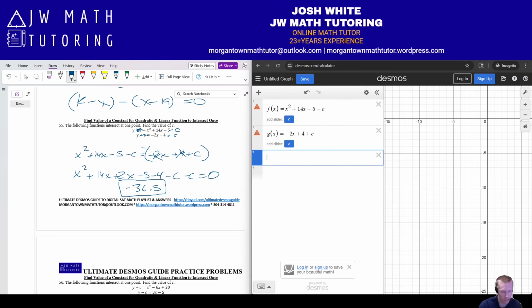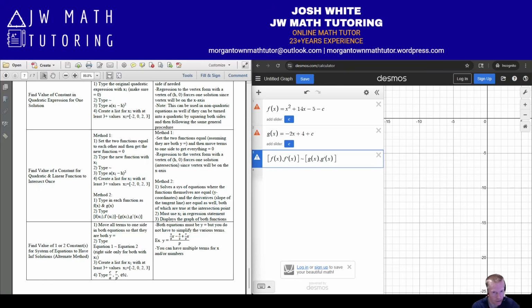Okay, and now, again, I'm going to type in a system of equations. I want f of x, comma, f prime of x, and then regression, and then f of x is being set equal to g of x, i.e. we want them to have the same y coordinate, and f prime of x is being set equal to g prime of x. We want them to have the same tangent line slope, or derivative.